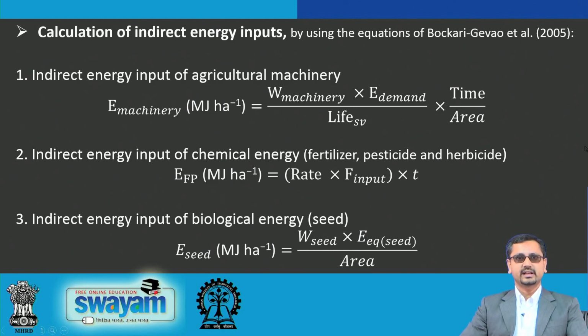The indirect energy input of chemical energy, that will include the fertilizer, pesticides and herbicides, will then be calculated as the rate multiplied by the input of those chemicals multiplied by the time. The indirect energy input of biological energy, which is in terms of seed, can be expressed as E seed in megajoule per hectare equal to the weight of seeds multiplied by the energy equivalent of the seeds, and dividing it altogether by the area on which these seeds have been spread.